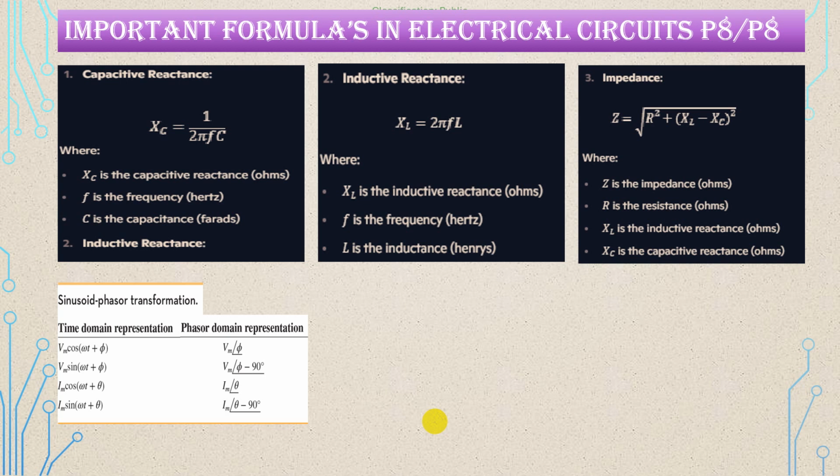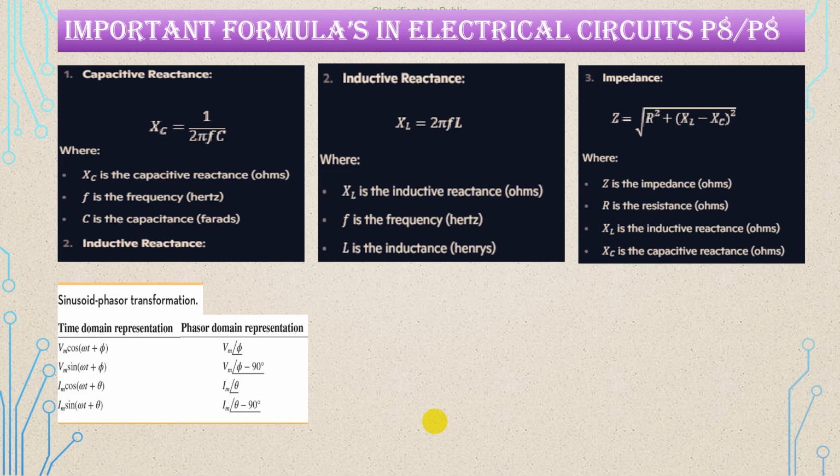By seeing it, cos(omega t + phi) in the phasor domain is nothing but Vm at angle phi, as it is. This is the polar form, right? You can convert it into the rectangular form, a plus jb.